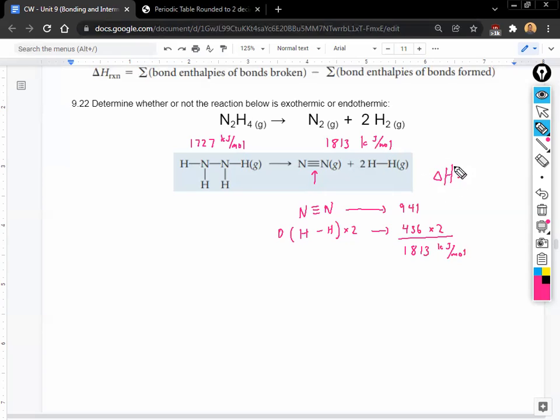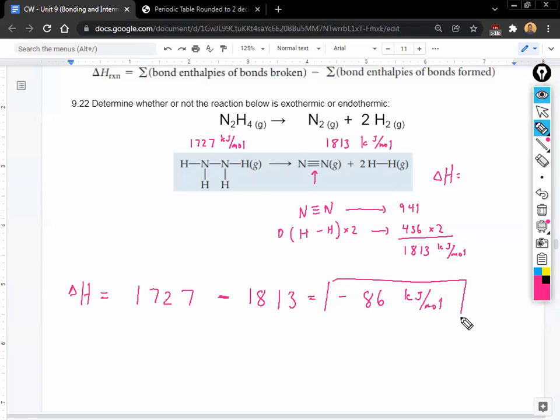All right, so we're almost done. Now we need to calculate the entire energy. So first thing you want to do to find the enthalpy of the reaction is take the sum of the bonds that were broken. This is what it takes to break everything. So 1727, and subtract it by the bond enthalpy of the bonds formed. So minus 1813, and that's going to give you negative 86 kilojoules per mole. Okay, and so if it's negative 86 kilojoules per mole, was this an endothermic or exothermic reaction? Yeah, exothermic. It's releasing energy.